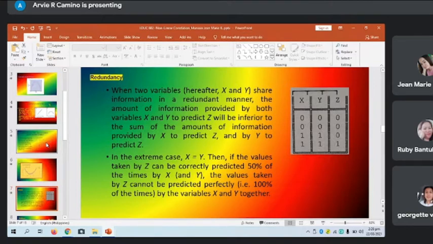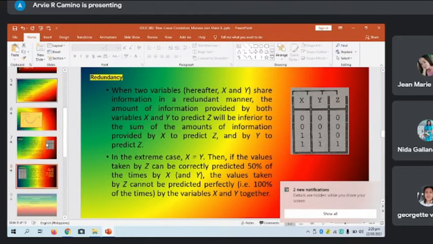So when two variables, hereafter x and y, share information, providing information in a redundant manner, the amount of information provided by both variables x and y to predict z will be inferior to the sum of the amount of information provided by x to predict z and by y to predict z. So x, y, and z. This is why it is called redundancy. Next is the complementary.